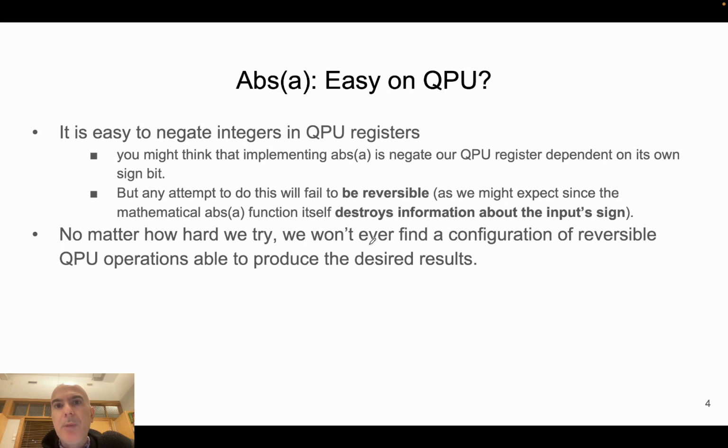However, no matter how many attempts we try, this operation will fail to be reversible. The reason is that as soon as we apply the negation, we lose the information about the sign. So we are not going to be able to make this operation reversible, because during the negation we lose the information about the sign. We cannot go back to the original value we applied the absolute value function to.